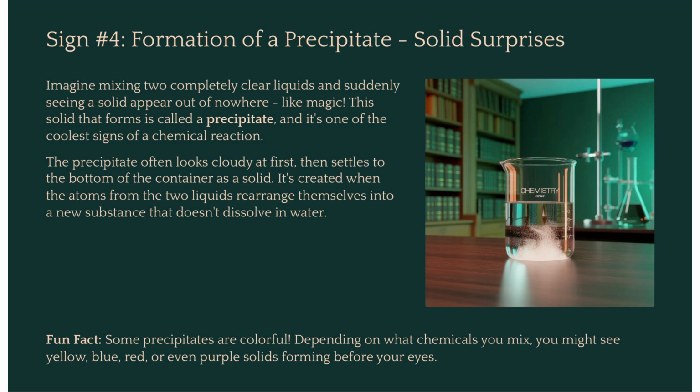Have you ever mixed two clear liquids and a solid suddenly appeared? That solid is called a precipitate, and its formation is a sure sign of a chemical reaction. It's like magic. You start with two see-through liquids, and a new, cloudy or solid substance is created right before your eyes. This happens because the new molecules are not soluble in the liquid anymore.